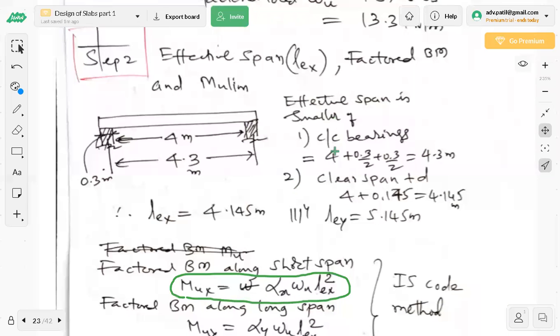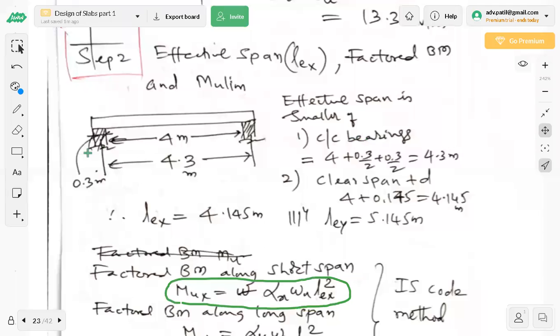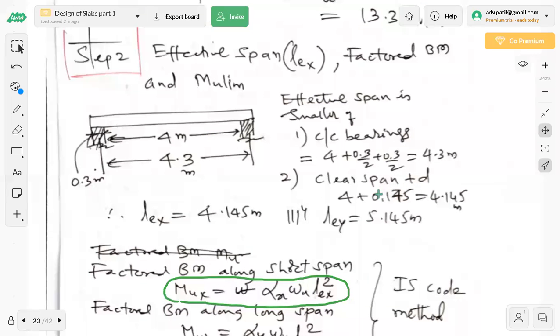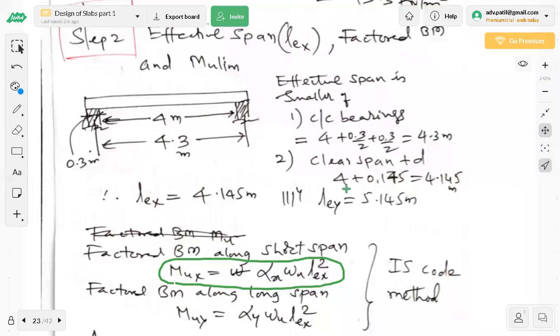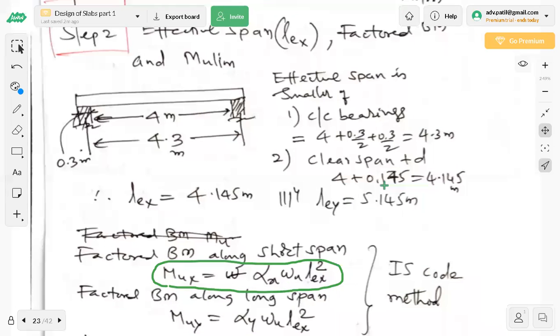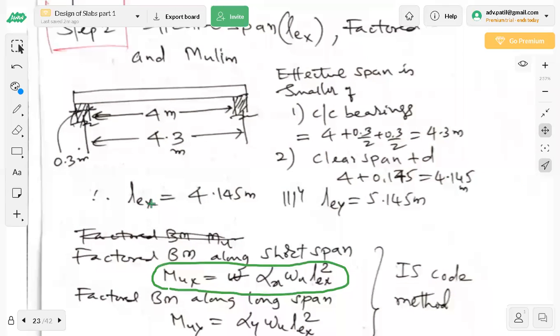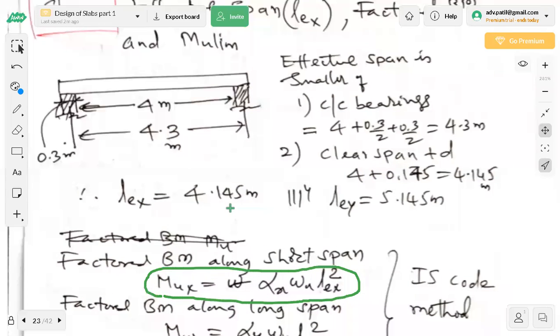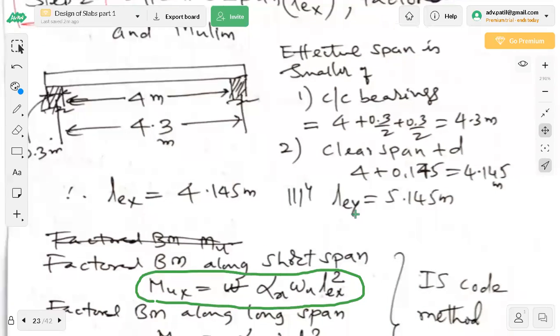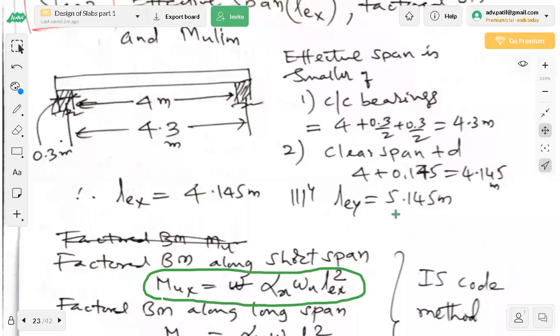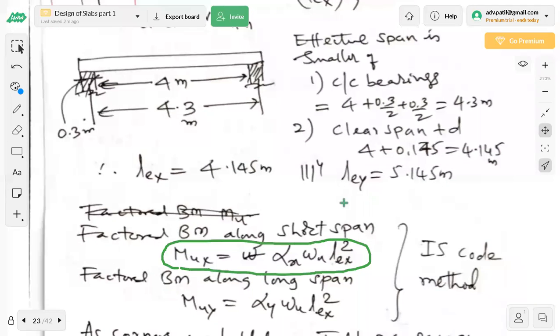So effective span is the smaller of center to center distance of bearings. You can see this, it is 4.3, because 0.3 by 2 this side, 0.3 by 2 this side, it is 4.3. Or clear span plus effective depth. Clear span is 4 meter, plus 0.145, small d. So 4.145. So 4.145 is smaller than 4.3. So LEX, effective span along X direction, is 4.145. Along Y direction, it is 5.145. Okay, X and Y direction is calculated.